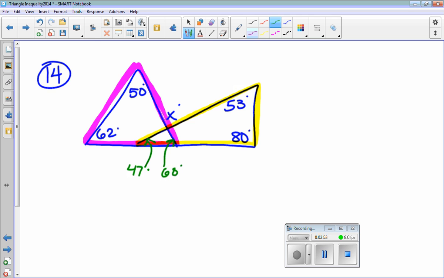Now I'm going to look at just the triangle on the inside. So I'm just going to look at this guy right here. I'm going to draw it a little bigger so we can see it. I have a triangle with 47 degrees, a triangle with 68 degrees, and I just need to find this one. 65 degrees is what's left. So this guy here is 65 degrees. What's x? Y. Because they're vertical. So x is 65.